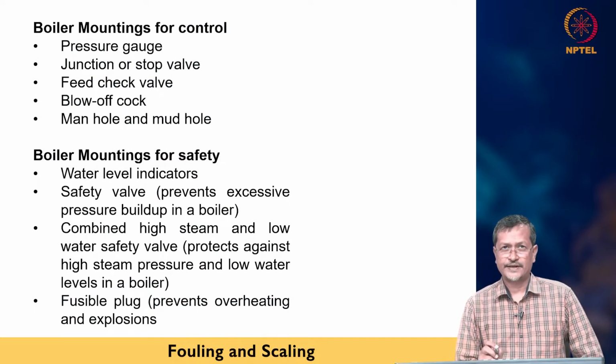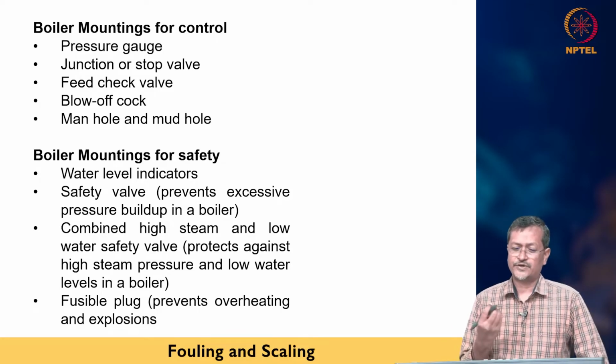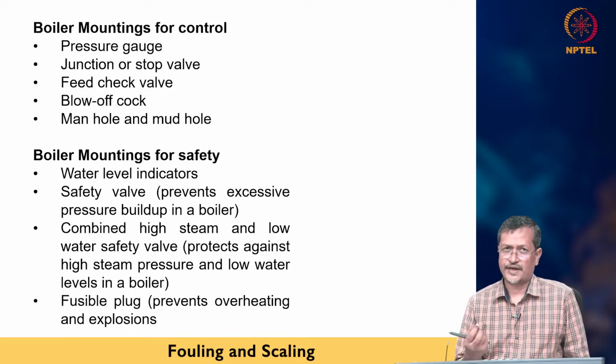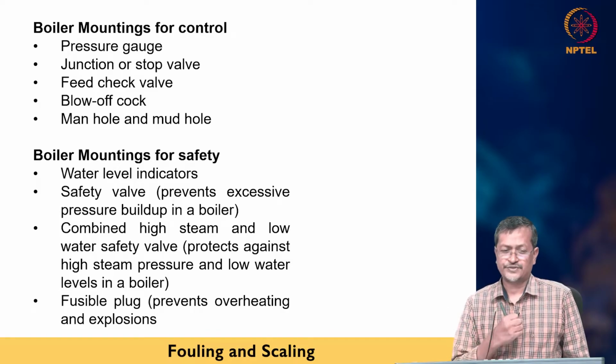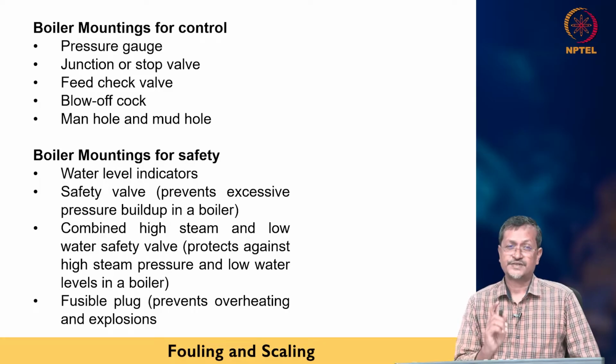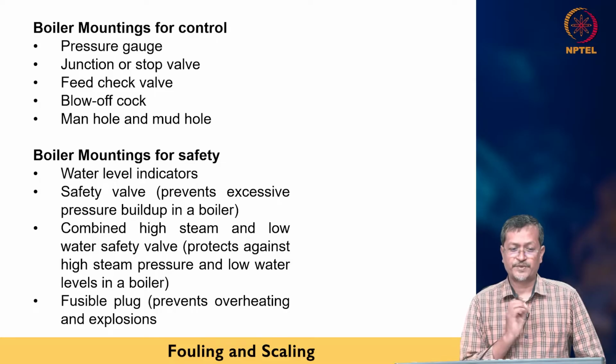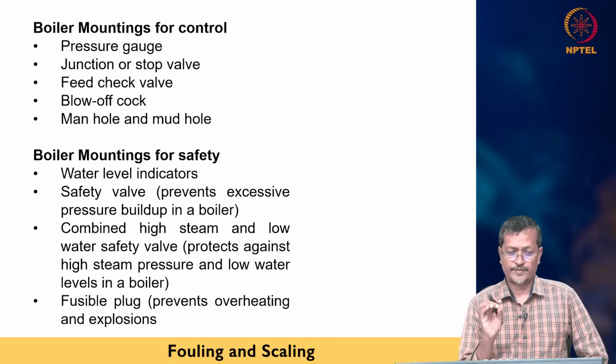Whenever there is a boiler, the boiler has lots of fittings. The boiler must have a pressure gauge because it is a pressure vessel. For certain reasons, let's say there is a blockage and you are giving lots of heat and the pressure is shooting up, that can be dangerous. So you must have a pressure gauge to sense how much pressure you are developing. A junction stop valve must be there, a feed check valve to check how much fluid flow you are giving, a blow off cock, and a manhole and mud hole so the cleaning operation can be proper.